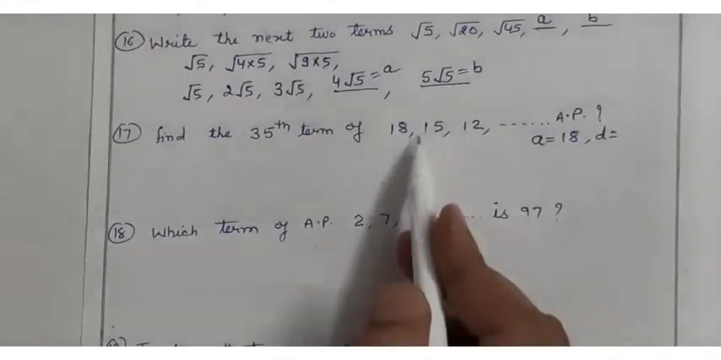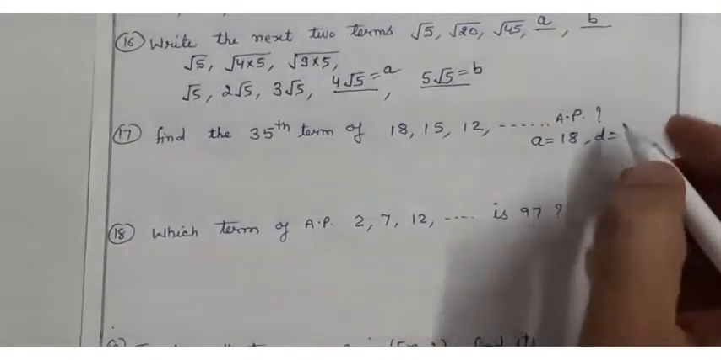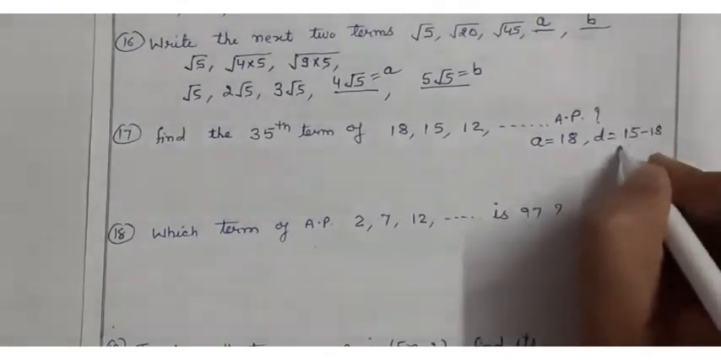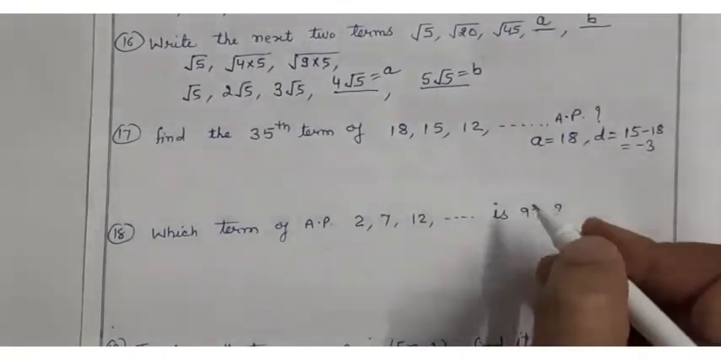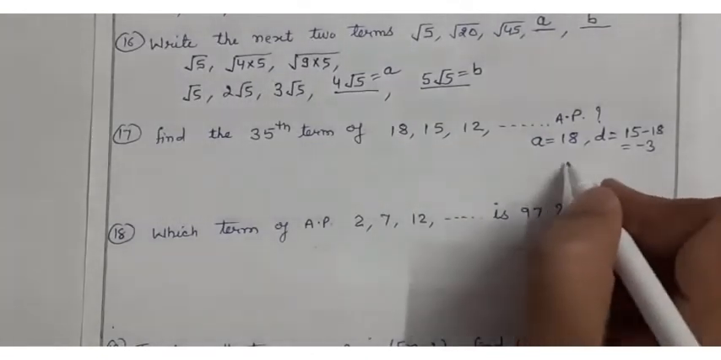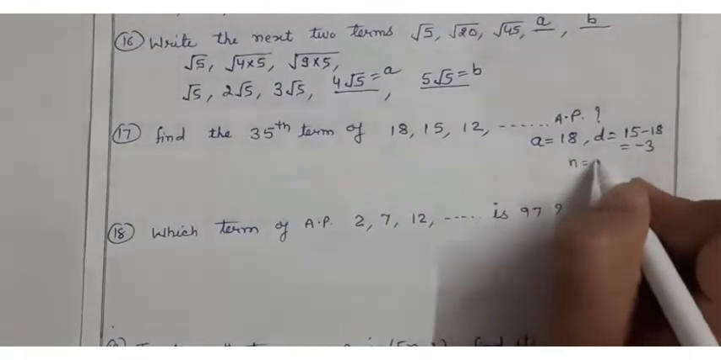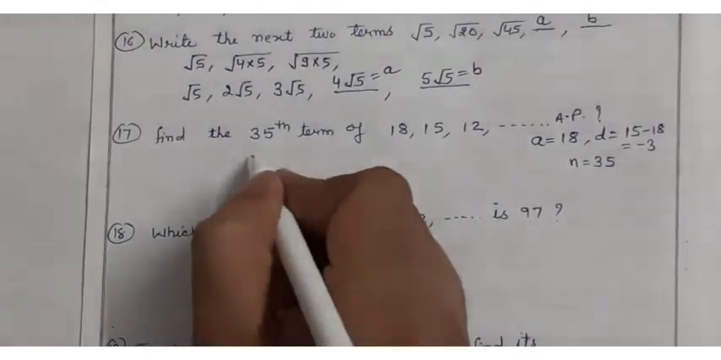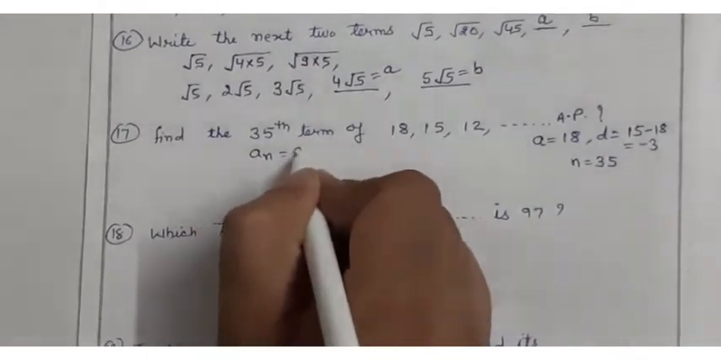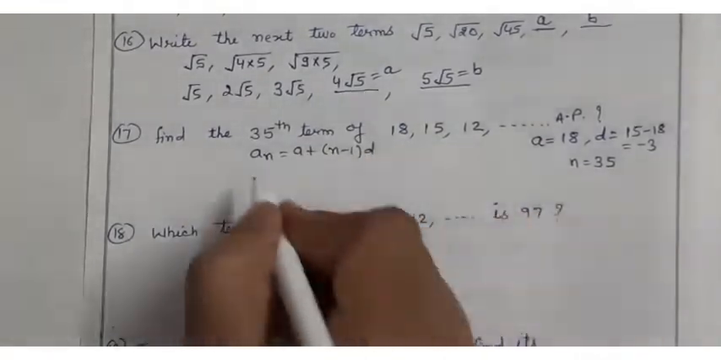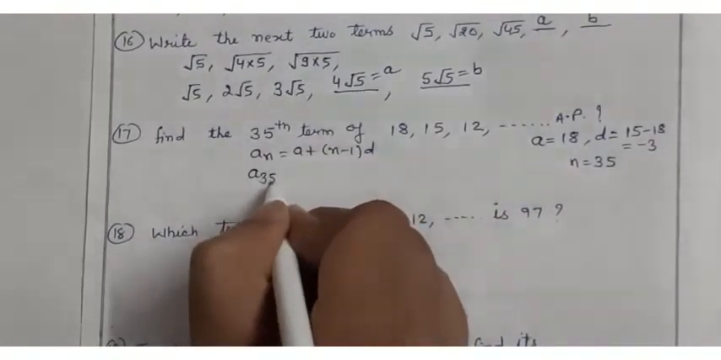D is your second term minus first term. What is the second term? 15 minus 18. This is minus 3. Then n is also given to you, 35. You have to find an. An is what? A plus n minus 1 d. N is 35, so I have to find the 35th term.